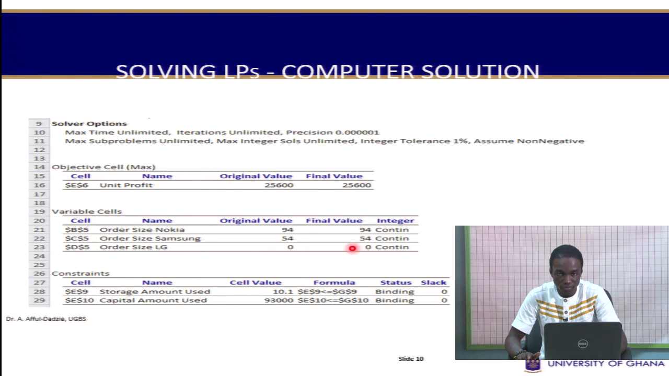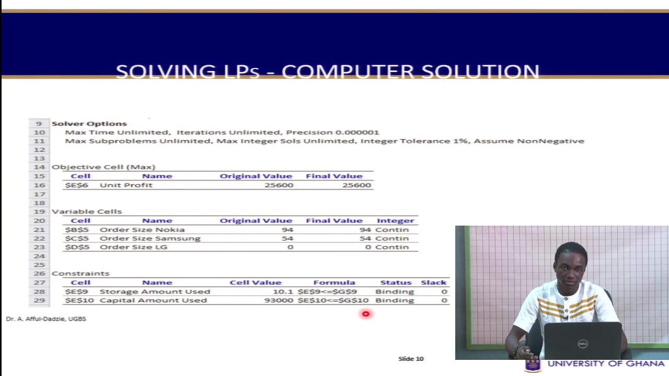Realize that our constraints are binding because our cell value and our right-hand side values are the same. If we were to put the values of x1, x2, and x3 back into our constraint inequalities, you realize that the right-hand side values and the left-hand side values are the same, and therefore there will be no slack, that is, there will be no unused storage space and no unused capital amount. Therefore, our status is binding for the storage space constraint, and it's also binding for the capital constraint.